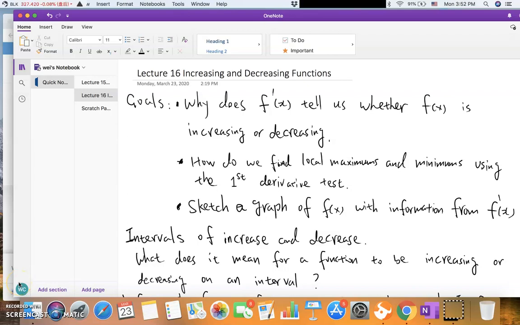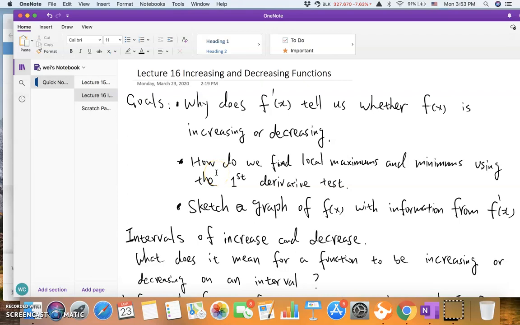In this section, we're going to study how to determine the intervals on which the function is increasing and decreasing by using the derivative. Here are the goals of this section. The first one is: why does the derivative of a function tell us whether the function is increasing or decreasing?